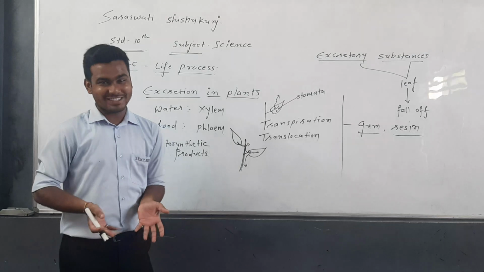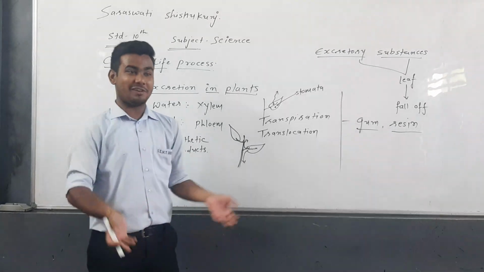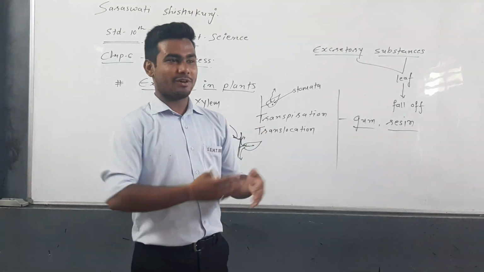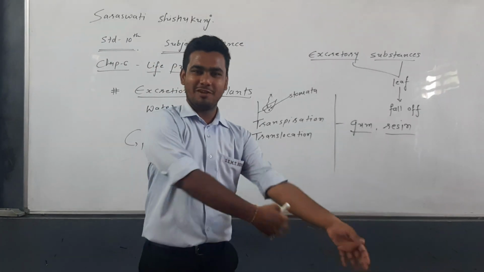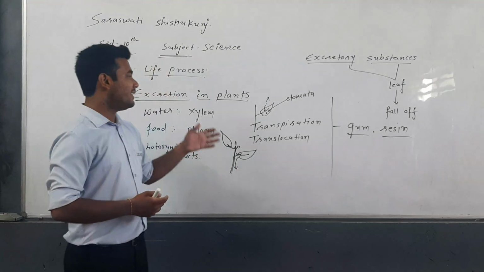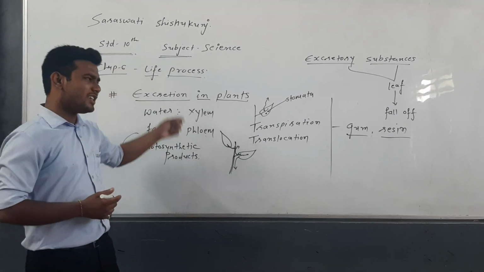If we will not have a system, then this may happen: if excretory substances increase in our body, any of our organs will fall off. But it will not happen because we have a well developed system. Here, it's a very short question.